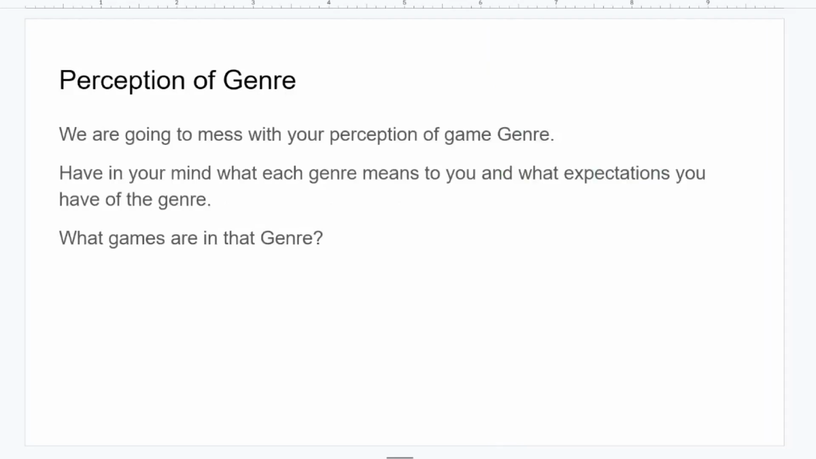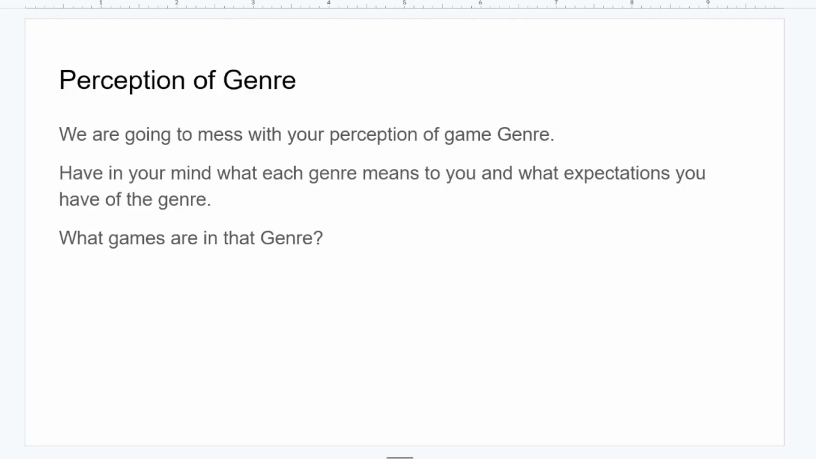Excellent. So now we are going to mess with your perception of game genre, right? I'm sure that everybody here already has in their mind what each of these four genres means to you and what expectations you have of the genre. You probably also are already thinking about what games are in that genre. So we're going to play a little game here.